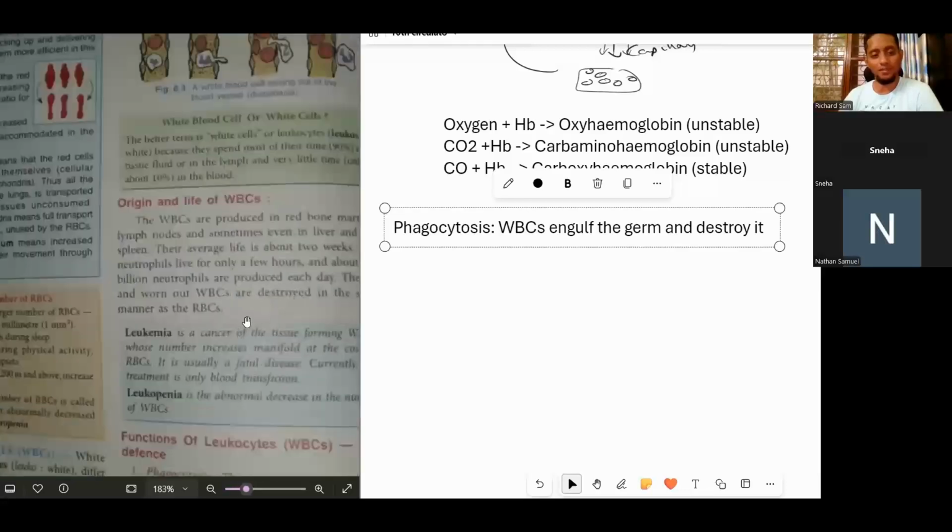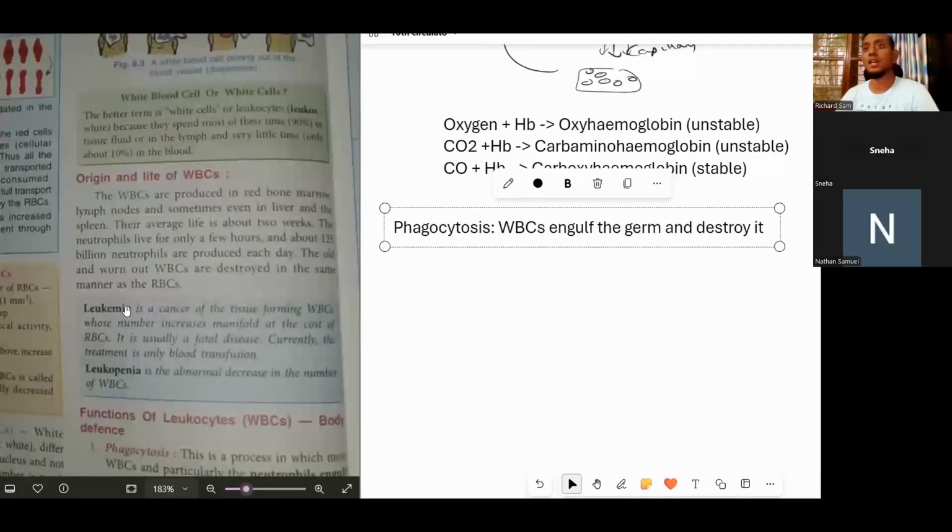Now, how long do they live? Their lifespan is, no, 2 weeks only. Okay, WBCs are also created and destroyed, just like the RBCs are. RBC, you know what lives forever in your body? I mean, which cells?